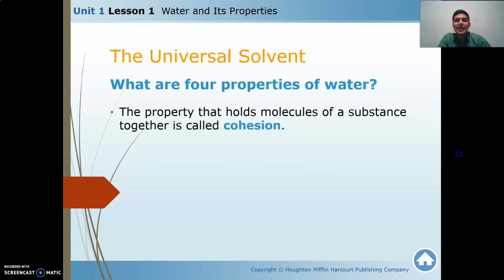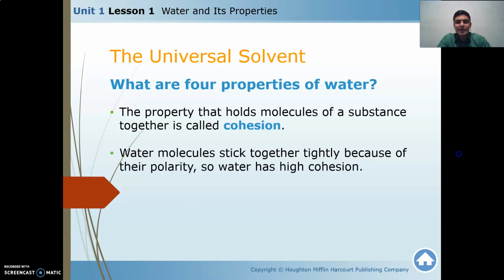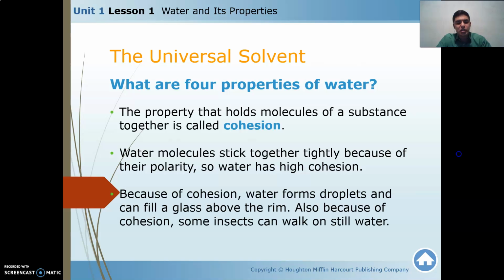The property that holds molecules of a substance together is called cohesion. When water molecules stick together tightly because of their polarity, water has high cohesion. Because of cohesion, water forms droplets and can fill a glass above the rim. Also, because of cohesion, some insects can walk on still water. So that's very interesting. How much are water particles going to attract other water particles?